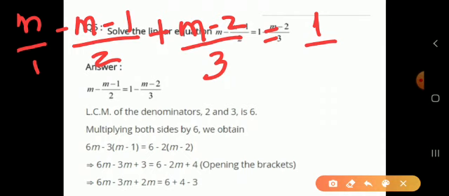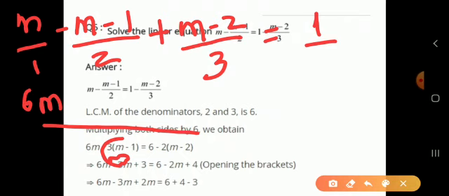Now see all the denominators: 1, 2 and 3. The LCM of 1, 2 and 3 will be 6. So now we have taken the LCM as 6. Now see, the first term's denominator is 1. 1 times 6 is 6, so 6 into the numerator m will be 6m. Similarly here, minus, the denominator is 2, so 2 times 3 is 6, and this 3 will be multiplied with (m minus 1).